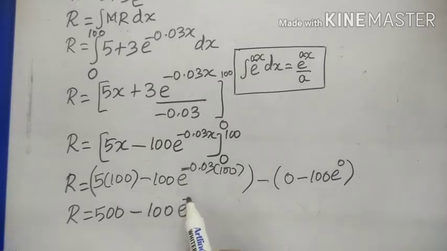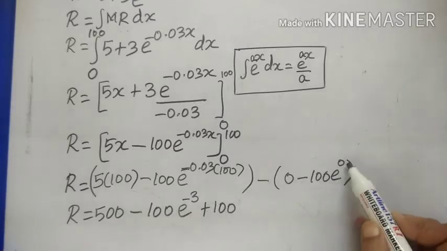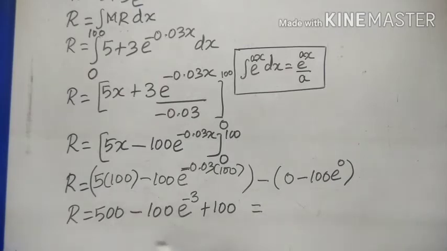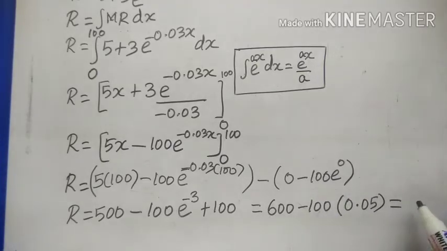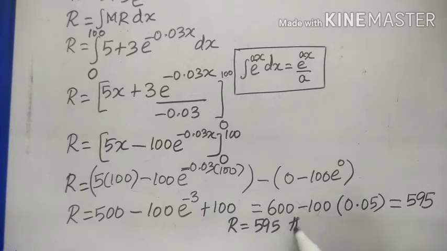There is a minus symbol. So e power minus 3, minus into minus is plus 100, e power 0 is 1. This is together 600 minus 100 into e power minus 3, which is given in the question itself, 0.05. Multiply, subtract from 600, it is 595. The question they have given MR in thousands of rupees. So R, I have to write 595 thousands of rupees, and that is the answer.